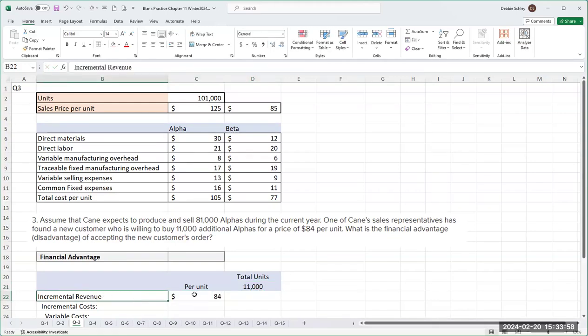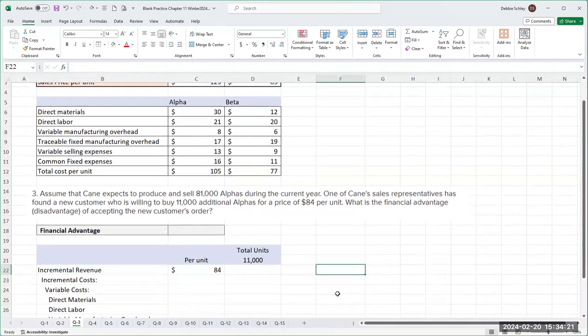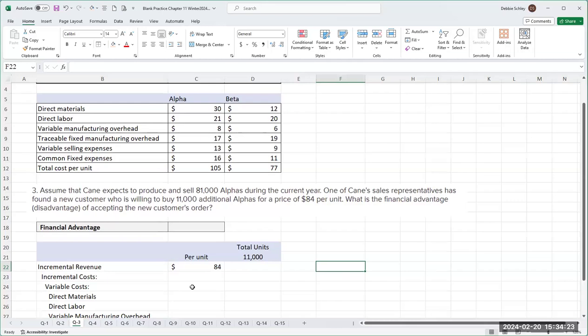They call that the sales price, but it's also incremental revenue, another term they use. What is the financial advantage or disadvantage of accepting the new customer's order, right? Because usually we sell alphas for 125. So we need to take into account just the relevant costs. So I'm just going to bring down all of the relevant costs. So, whoops, I'm in the wrong line.